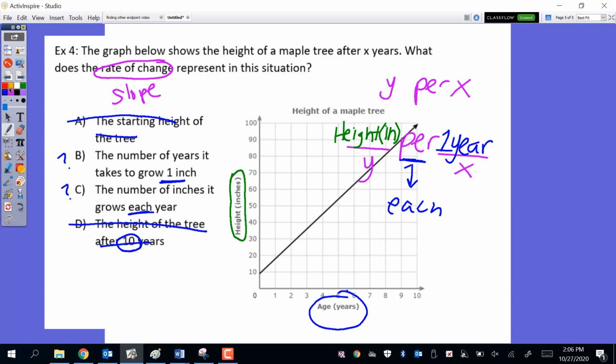So let's look at our two that could be correct. Now we're supposed to be talking about the height per year, or the height each year. This said years for 1 inch. That's not it. The number of inches, so height, that's inches. It grows each year, per 1 year. Yes, because the key was the 1 year. This said the number of years. We want to know, well, what is it in 1 year only? So the correct answer was C. So you can go ahead and start the quizzes.